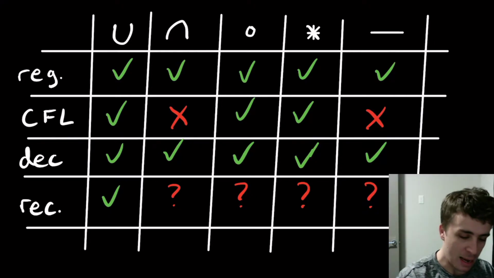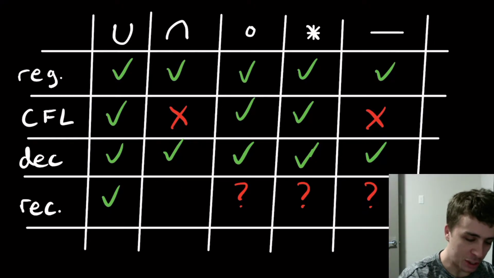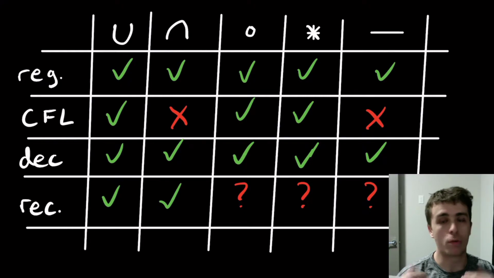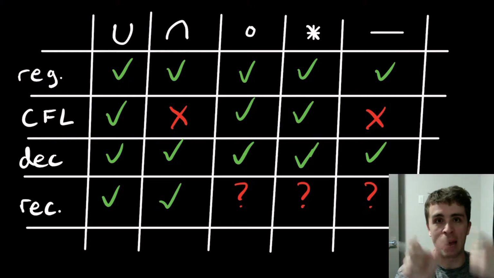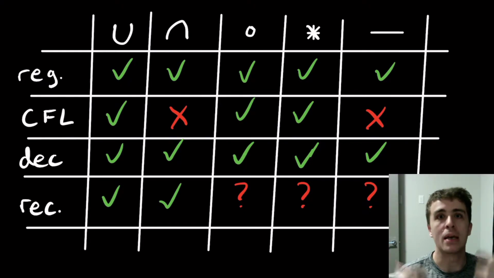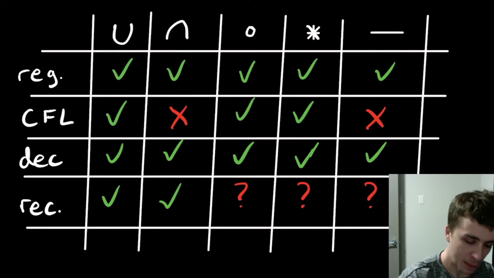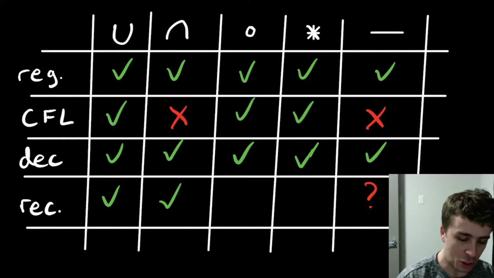Similar reasoning applies for intersection, except now we accept only if both of the two machines say yes at some point. Actually, for concatenation and star, it's very similar too. It's a green check mark for both.